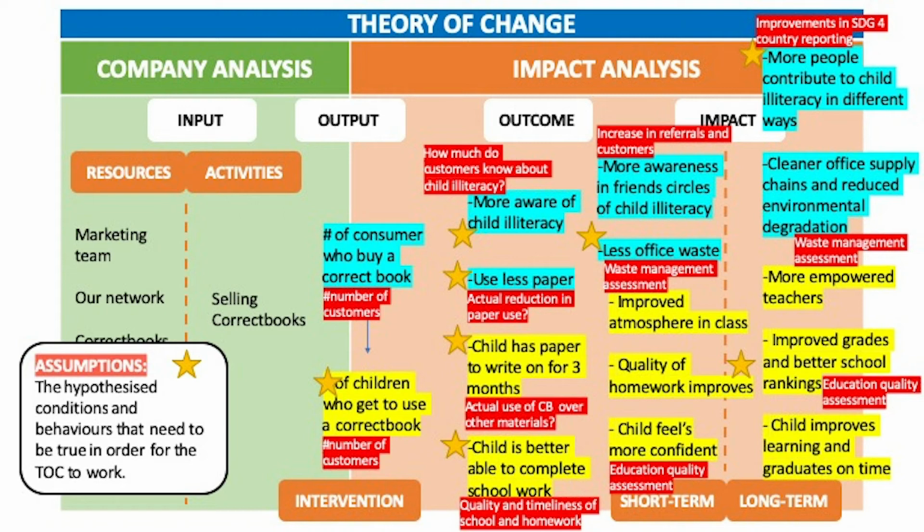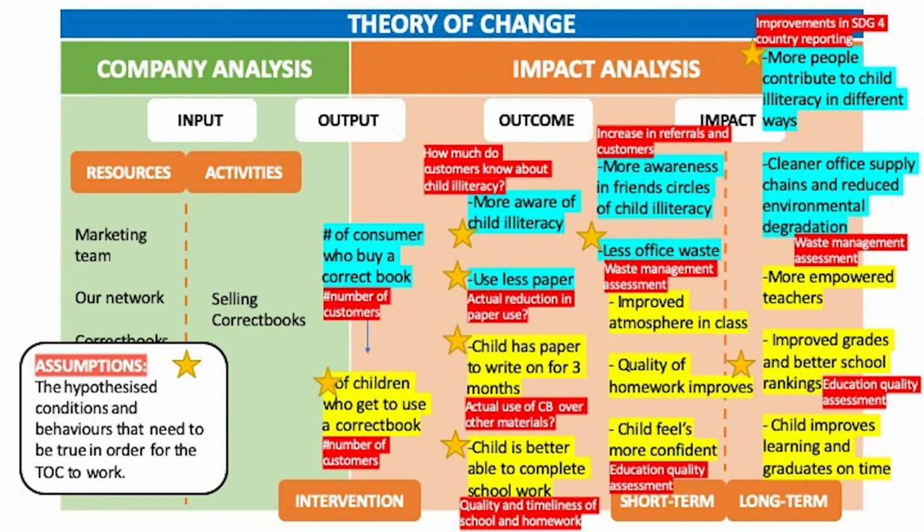Another very interesting assumption that I would definitely want to test is at the level of outcome for the children. I've put a star next to child has paper to write on for 3 months because I would really want to ask myself the assumption, do children not already have something to write on? Because if the children already have something to write on, then essentially the CorrectBook is an unnecessary product, and hence its impact is questionable. So that's something that would really need to be checked.